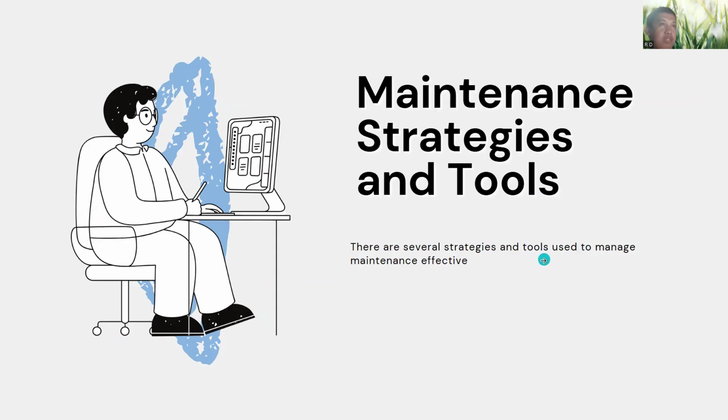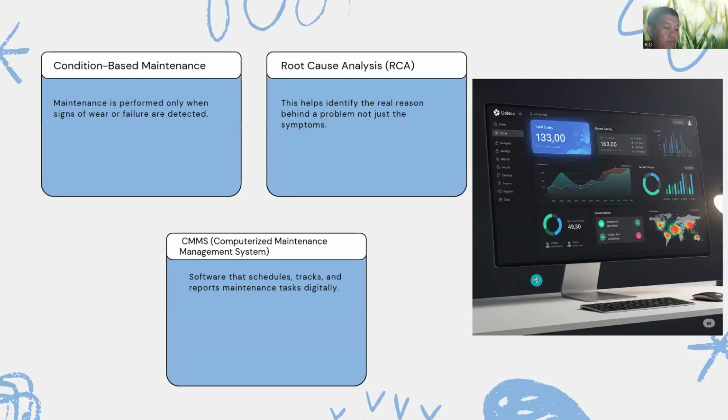Maintenance strategies and tools. There are several strategies and tools used to manage maintenance effectively. These are condition-based maintenance, root cause analysis (RCA), and the CMMS, computerized maintenance management system.